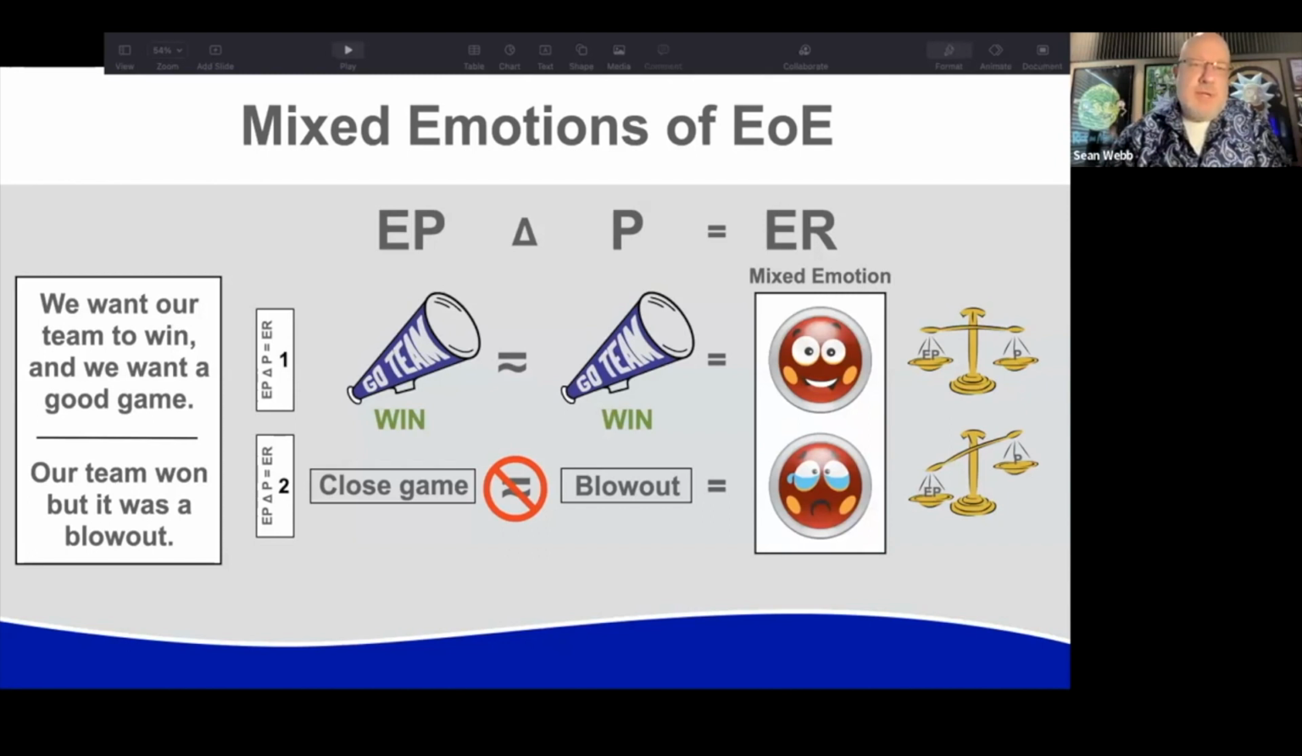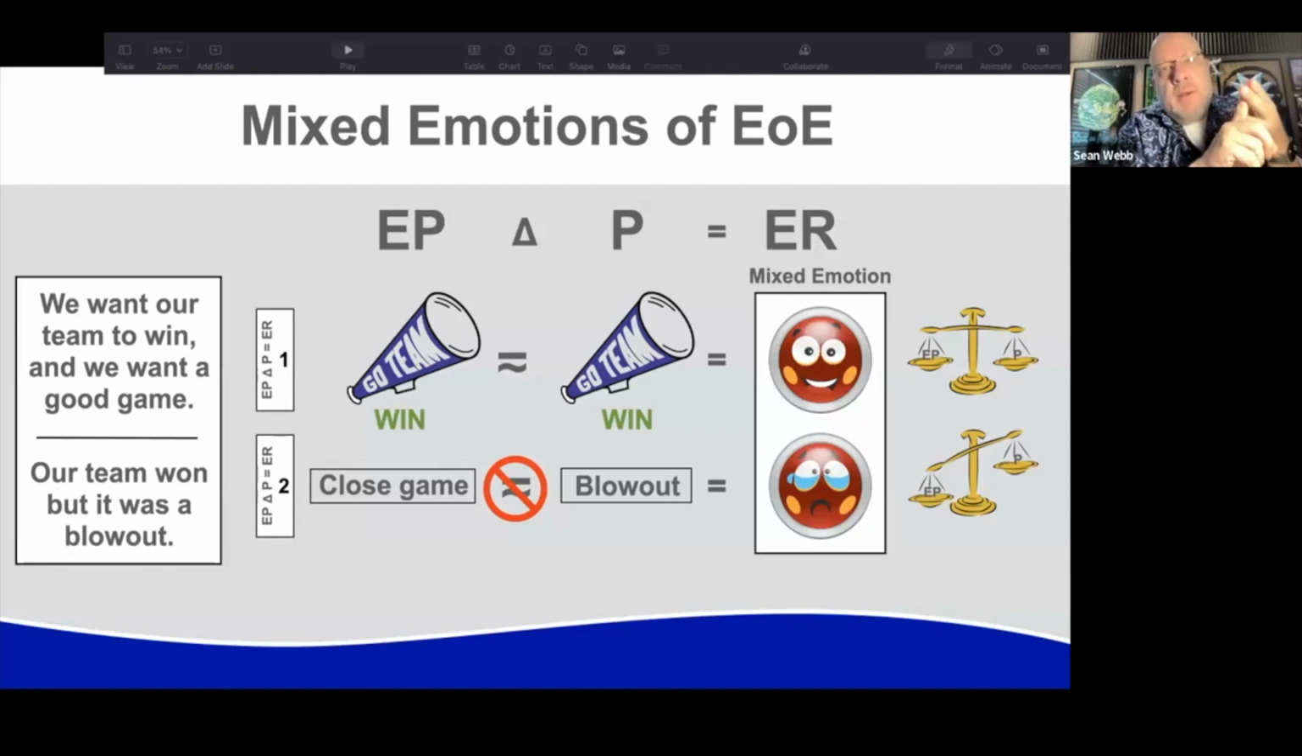Simple mixed emotion. Let's say you want your team to win the big game and you want it to be a close game. You want it to be an exciting game. And the result of the game is your team won the game, but it was a blowout. It's over in the first quarter, first moments of the game. They had a commanding lead and they never let go, right? Well, you're going to have a mixed emotion associated with that based on the 2 equations of emotions that are being processed there. One, your expectation or preference about the team winning the game, which they won, which balances out, which gives you a positive emotion, which is awesome.